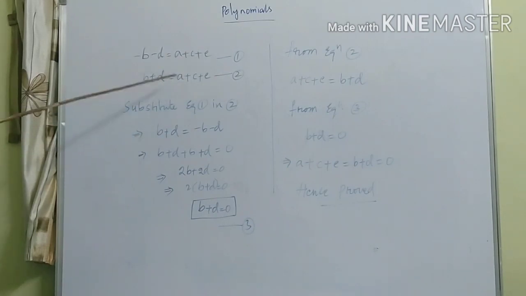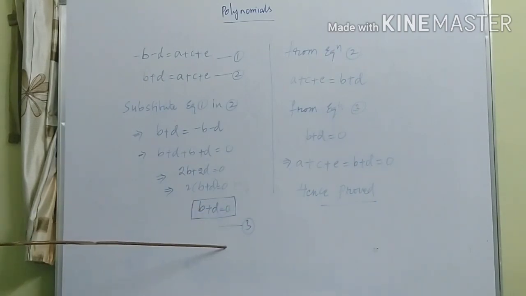That is b plus d is equal to a plus c plus e is equal to minus b minus d. Minus b minus d. So transpose these terms, b plus d plus b plus d is equal to 0. Here 2b plus 2d is equal to 0. Take 2 as common term, that is 2 into b plus d is equal to 0. Transpose 2, that is b plus d is equal to 0.